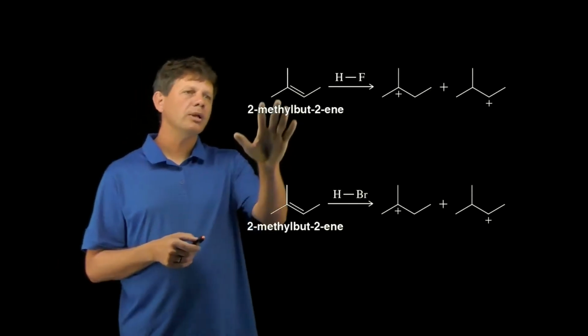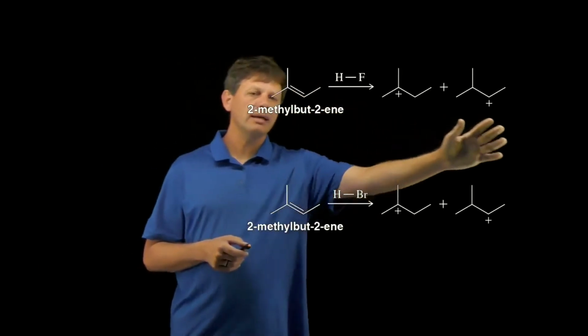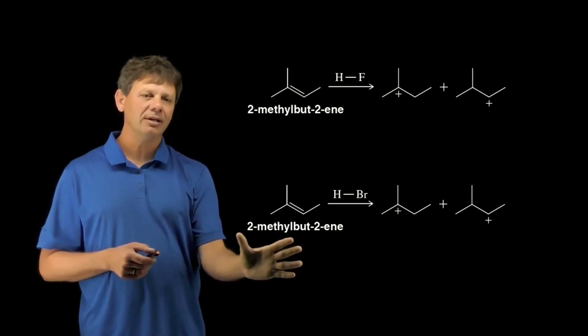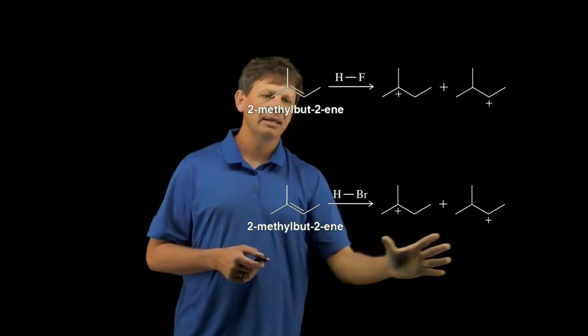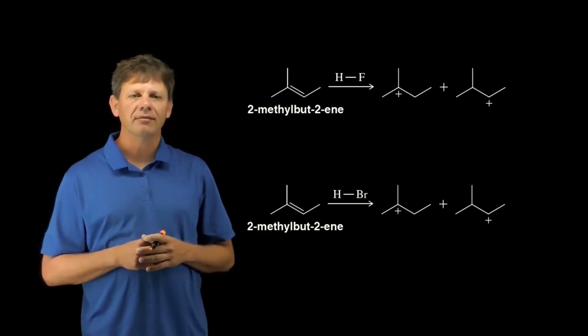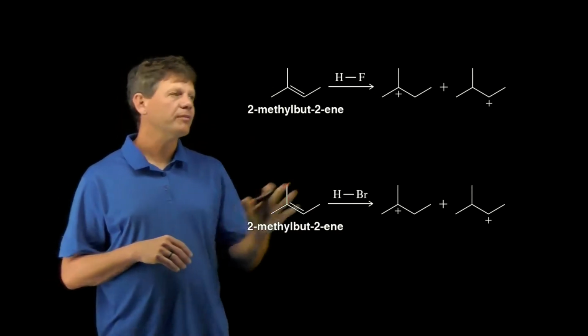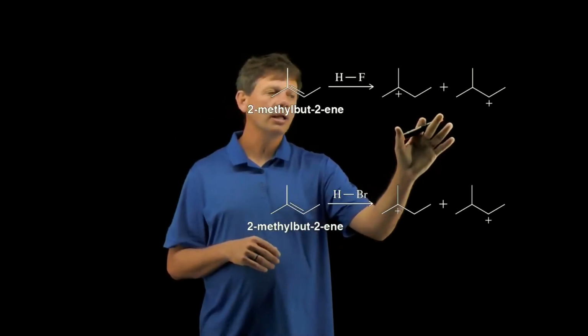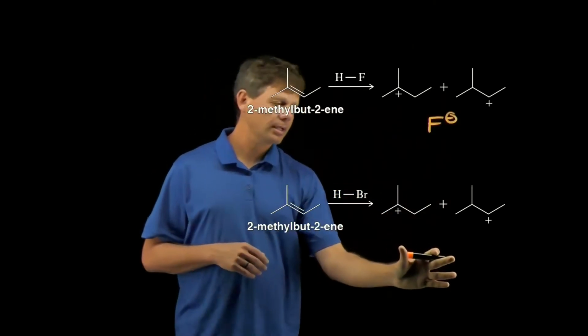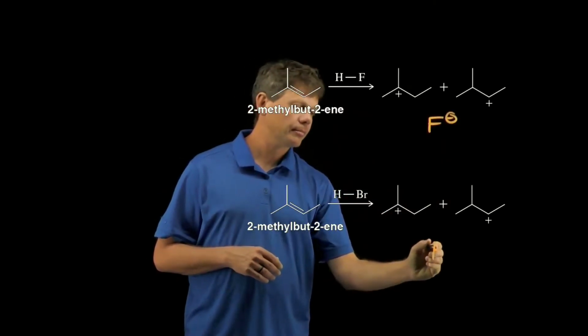And so really that's what we're asking here: which of these two first steps is more uphill. Now, when the alkene reacts with HF and we make either of two carbocations, that looks exactly the same as the alkene reacting with HBr to make either of two carbocations. So on first inspection, there's no difference. But there is a subtle difference, and that is that the other product here is F minus, and the other product here is Br minus.